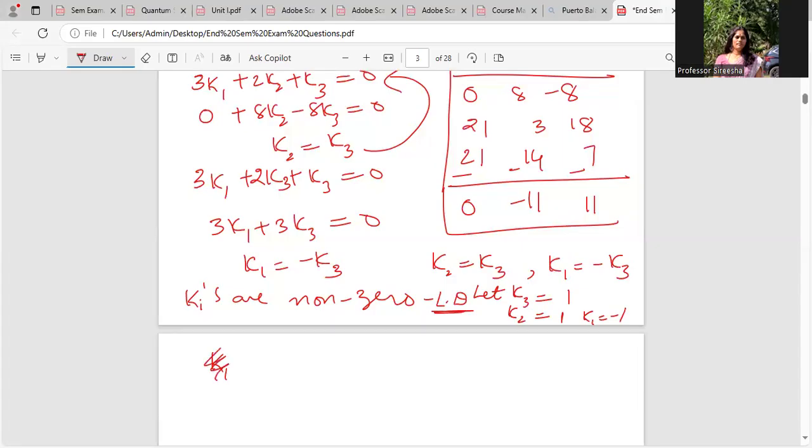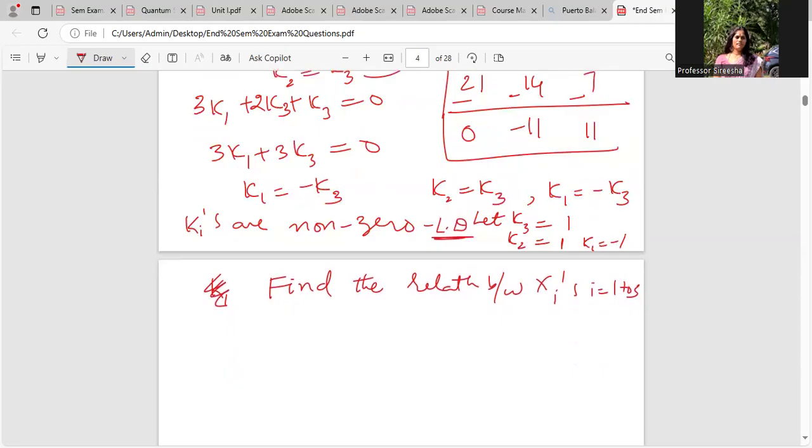But in case in the question, if they ask you to find the relation between the xi's, i is equal to 1 to 3, x1, x2, x3, what is it that I do? Just see here: k1 x1 plus k2 x2 plus k3 x3 is equal to 0. Write all the ki's in terms of either k1 or k2 or k3. Or you put k1 is equal to 1, k2 is equal to 1 and k3 is equal to 1. Or whatever I've got: k1 is equal to minus 1, k2 is equal to 1. That also you can put, no issue.